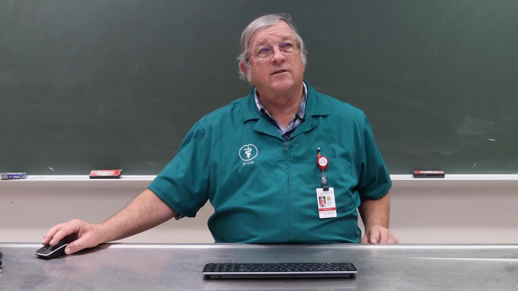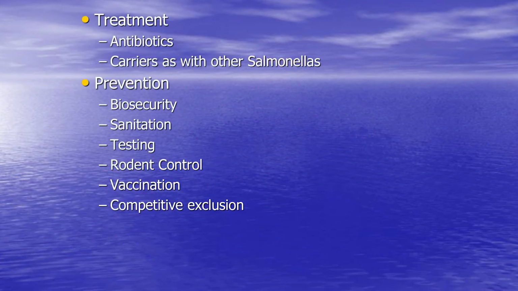Prevention, there's that good old word again, biosecurity. Of course, good sanitation, again, testing. Rodents do carry this, so good rodent control. There are some vaccines out there for Salmonella Enteritidis that can be used, and then competitive exclusion, using some of the products to exclude those salmonella from the GI tract, what we call probiotics.